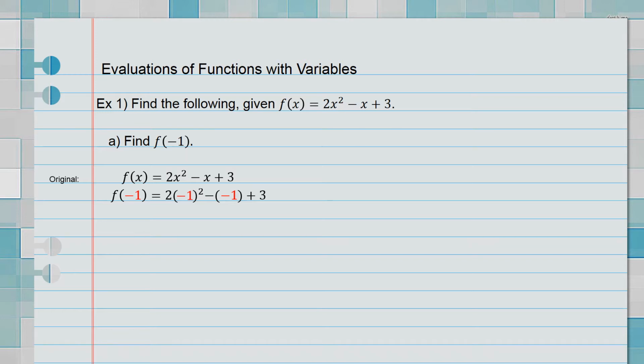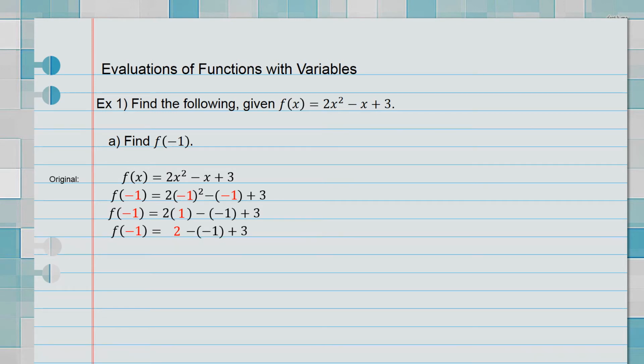So on the right-hand side, we look for any grouping symbols. And we cannot do anything inside grouping symbols, so we move to exponents. We do have negative 1 squared, which means negative 1 times negative 1, which gives us a positive 1, and we bring everything else down. From here, we have no more exponents, so we move on to multiplication and division in order from left to right. We do have multiplication in the form of 2 times 1, which we know to be 2, and we keep everything else.